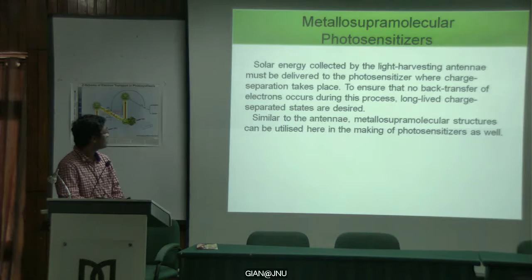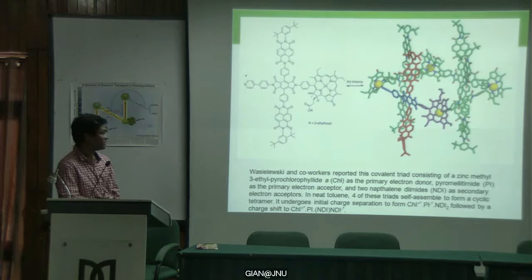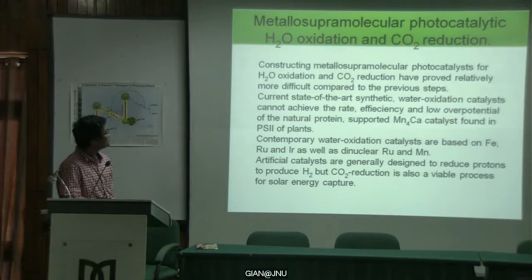Similar to engineering materials, the molecular structures can be used to make the photosensitizer system. Similarly, we also get a large complex. Now, H2 oxidation and reduction. Currently, the artificial photosynthesis systems we have are not efficient, and we have efficiency that we summarize.